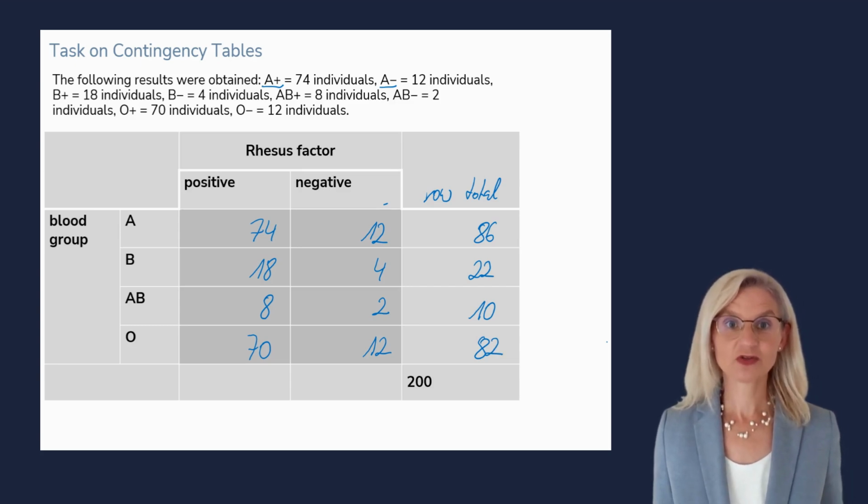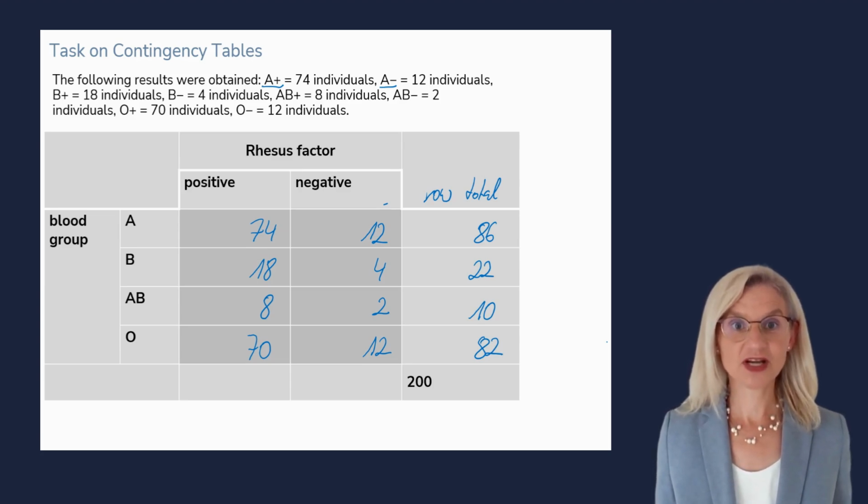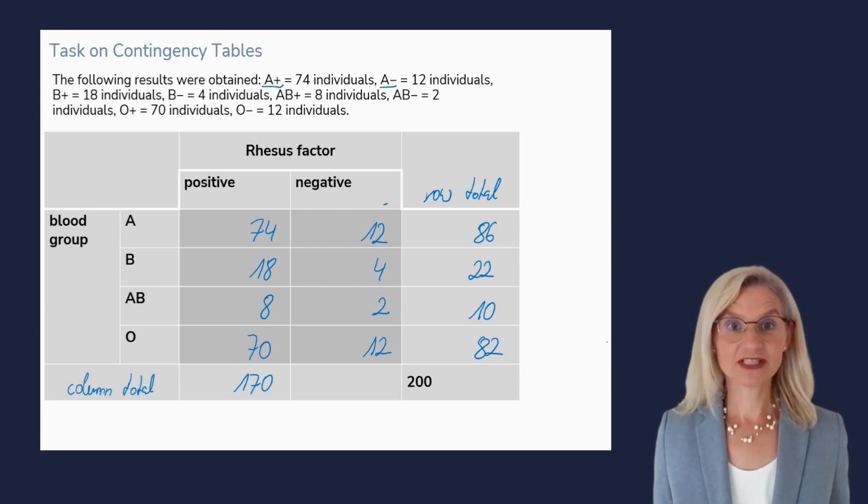Now for the column totals. Positive: 74 plus 18 plus 8 plus 70 equals 170. And negative: 12 plus 4 plus 2 plus 12 equals 30. As you can see, the column totals also add up to 200.